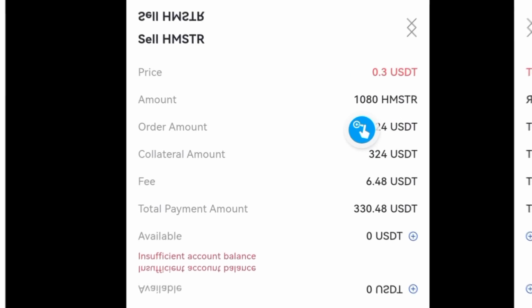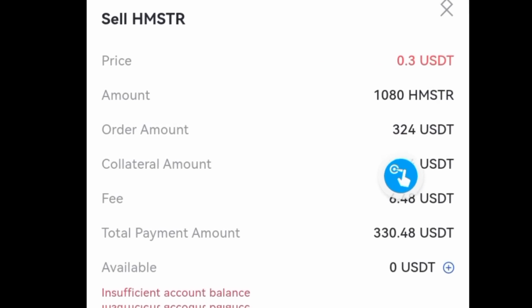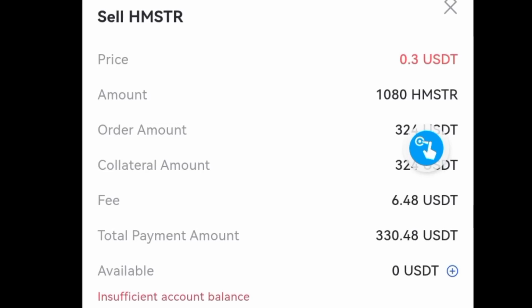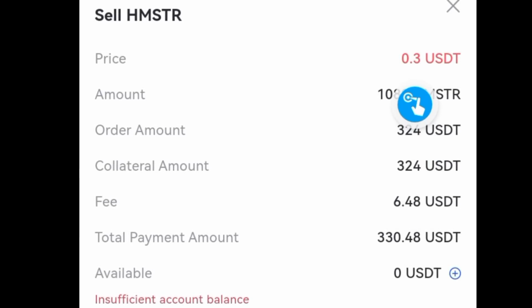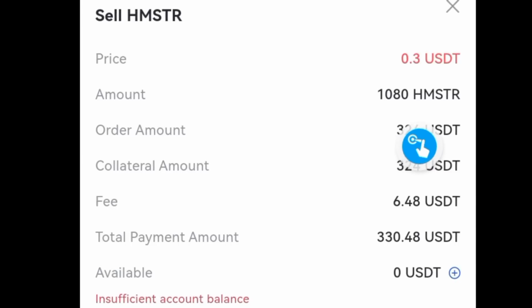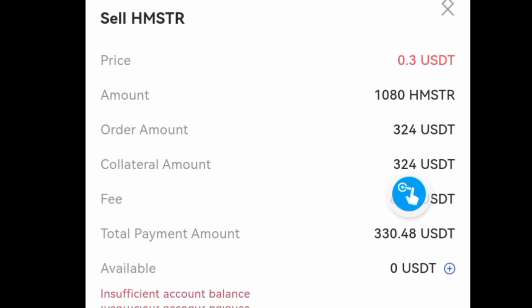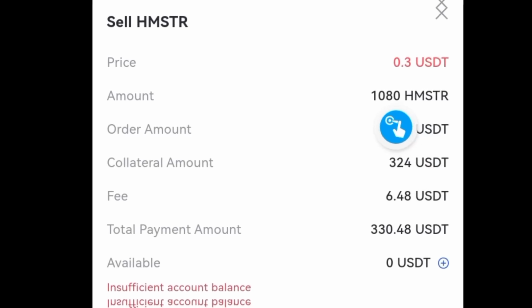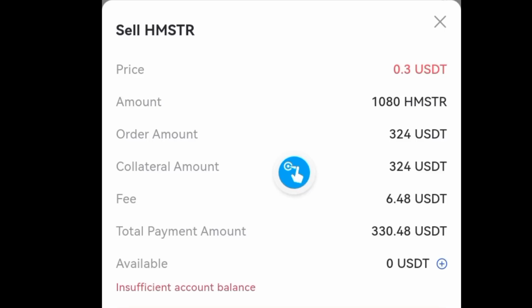So what this means is that as a seller, for you to go ahead with this transaction, you would need to have 324 USDT in your spot account. If you don't have it, you would need to buy USDT on the gate.io exchange, or maybe send it from elsewhere, maybe from a wallet you have elsewhere. Send it to your gate.io spot wallet account. If you do not have this quantity, you will not be able to sell this quantity of hamster token on the pre-market.